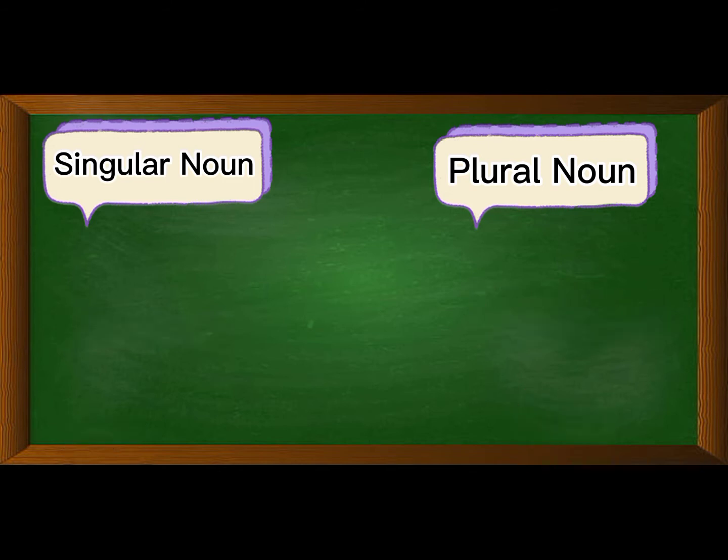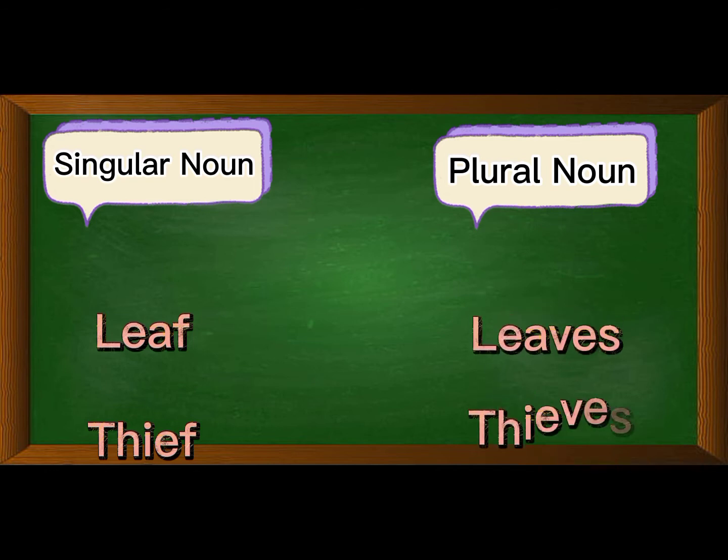Class, how about the nouns which end with f? How are we going to transform them into plural? Who can transform these words into plural? Leaf, thief. How do we make these words into plural? Excellent! By replacing the f with v before adding es. So the word leaf becomes leaves and the word thief becomes thieves.